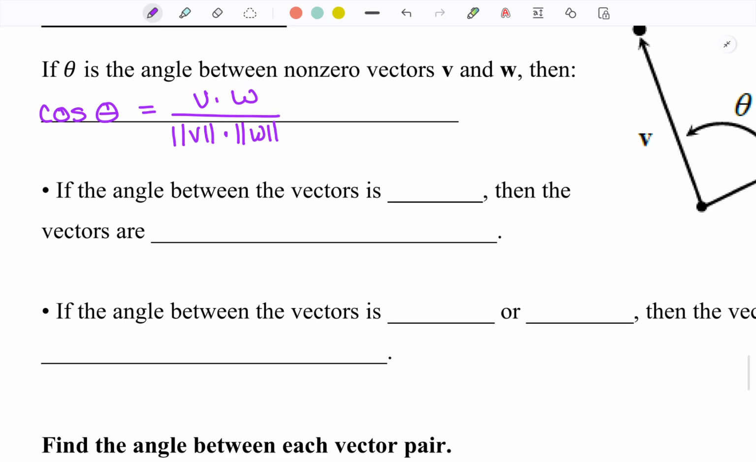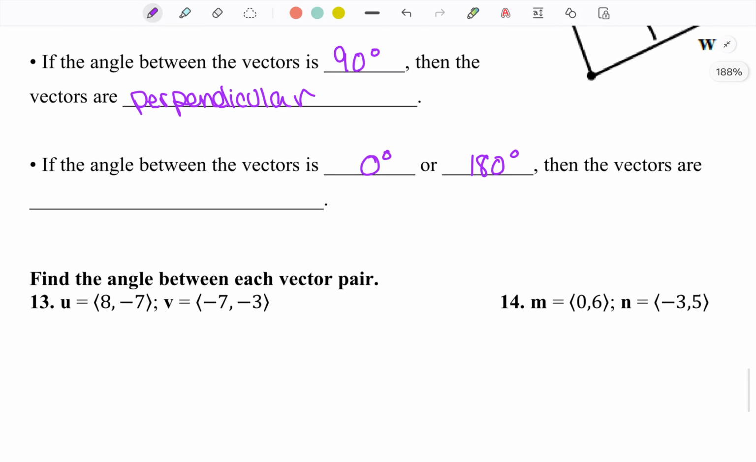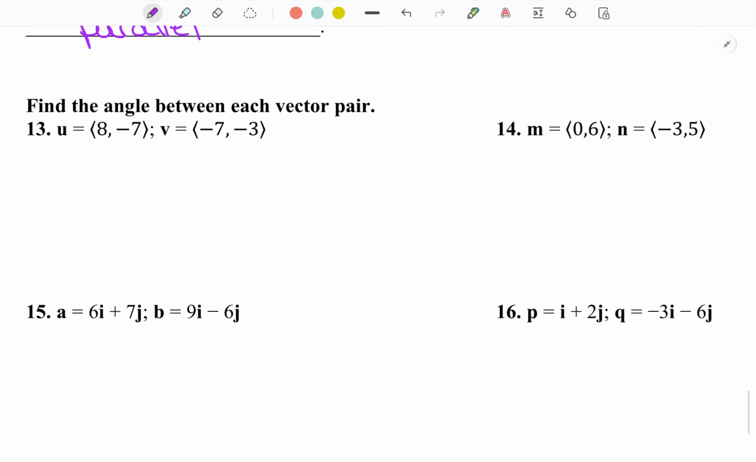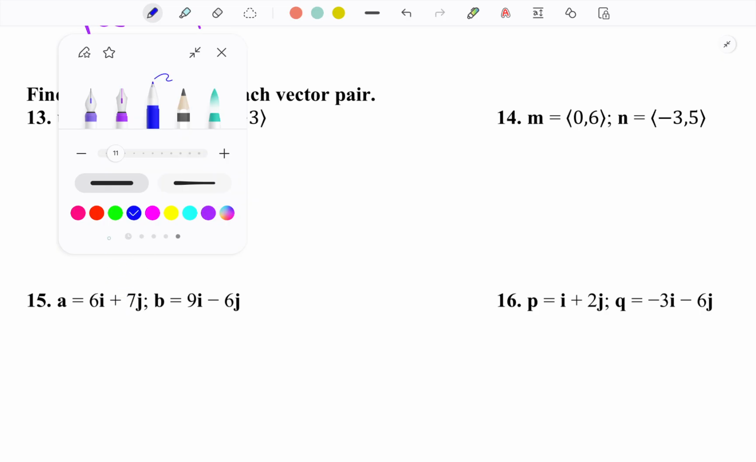So if the angle between the vectors is 90 degrees, then the vectors are perpendicular. And if the angle between the vectors is 0 or 180, then the vectors are parallel. So we're going to find the angle between each vector pair now.